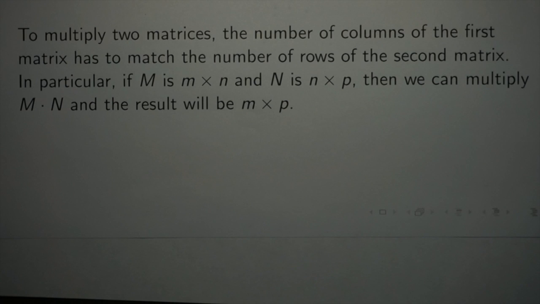If we have more than just a single row and column, we need to make sure that the number of columns of the first matrix matches the number of rows of the second matrix. So m by n and n by p, if those n's match, we multiply them together and the result will be m by p, m rows by p columns.